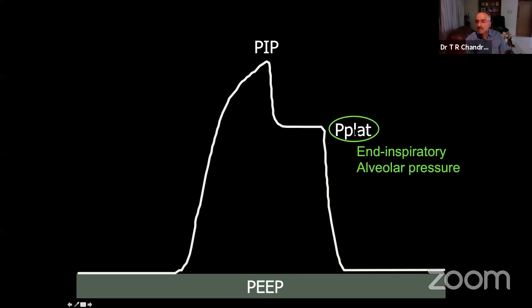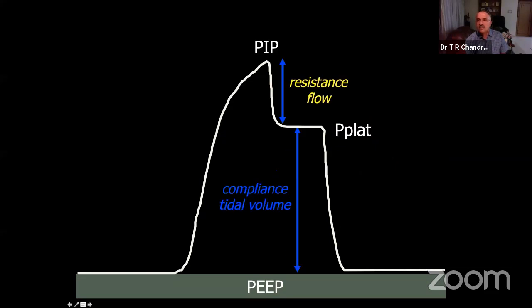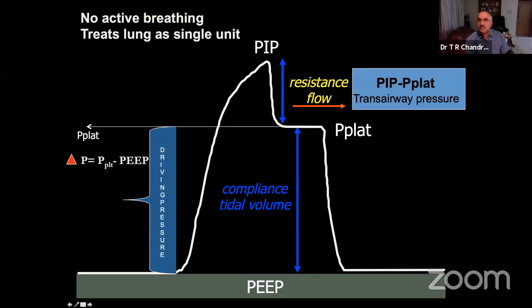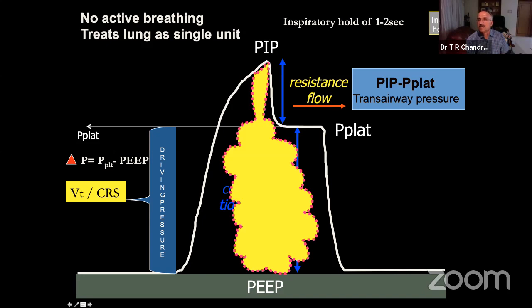And we said yesterday plateau pressure is a surrogate of end inspiratory alveolar pressure. I will show you a graphic for you to remember. You remember when you put an inspiratory hold of 1 to 2 seconds. See, this is the button. This is the most important button on the ventilator. You should know the inspiratory hold. And with an inspiratory hold of 1 to 2 seconds, you get something.